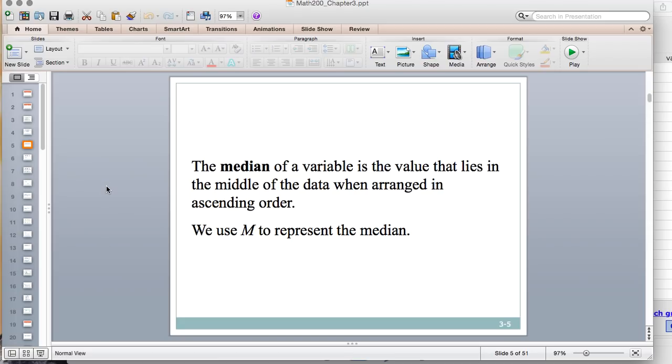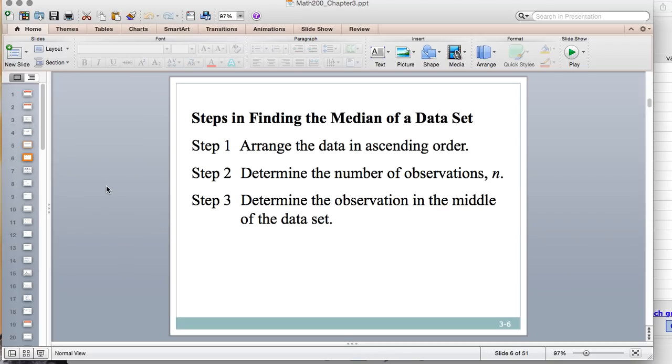Okay, the next thing we want to talk about is the median. And you've probably also heard of this before. The median just describes where the middle of your data is. Now, I'm going to walk you through the steps for finding the median, and then I'm also going to show you how to do it using StatCrunch.